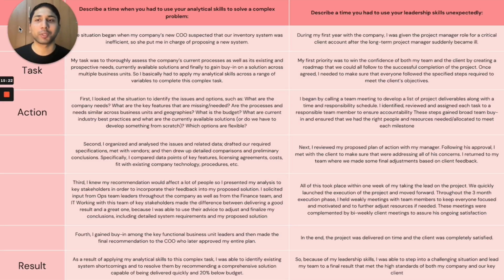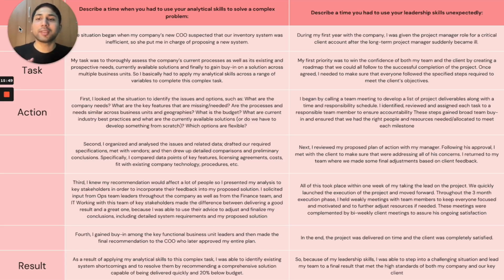Now, what was the task? Right. So my task was to thoroughly assess the company's current process as well as existing and prospective needs, future needs, currently available solutions, and finally to gain buy-in on a solution across the team. Finally, to make sure that all the team members, all the business units are agreeing on that. So I basically had to apply my analytical skills across a range of variables to complete this complex task. Right? Setting up what the task was.